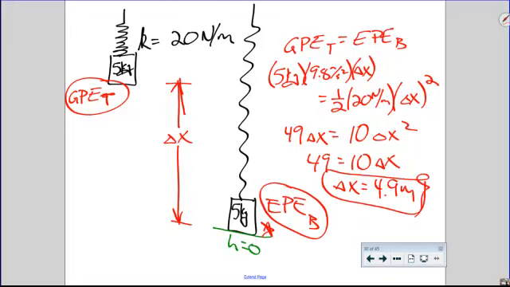Notice you do need to put the negative sign in to indicate that it went down. Now, there are certainly other questions that I could ask you here, but there we go. I guess that's that.